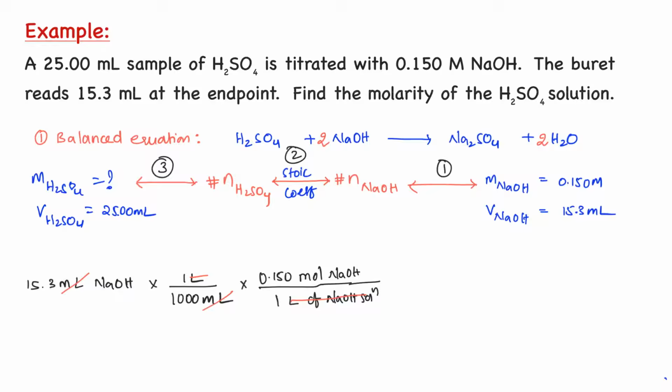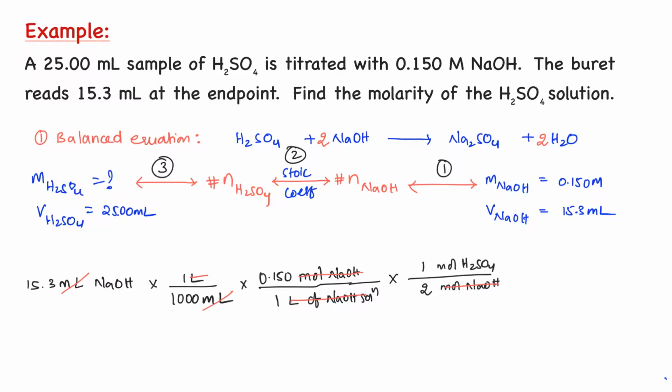Next, we need to calculate the moles of sulfuric acid from moles of sodium hydroxide. We will multiply this with a conversion factor that has moles of sodium hydroxide in the denominator and moles of sulfuric acid in the numerator. From the stoichiometric coefficients, we know that for each mole of sulfuric acid, we need 2 moles of sodium hydroxide. The moles of sodium hydroxide gets cancelled. Now we have moles of sulfuric acid.